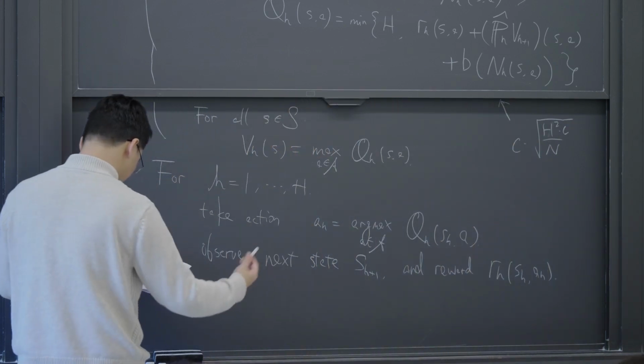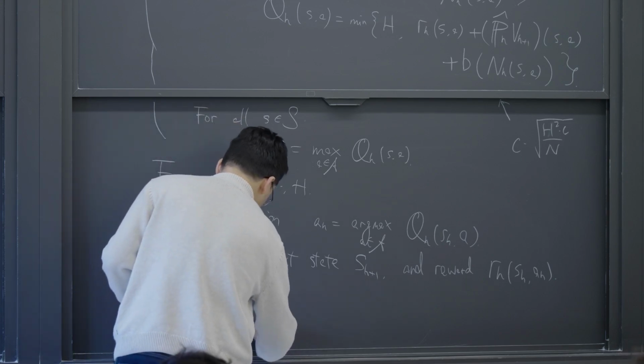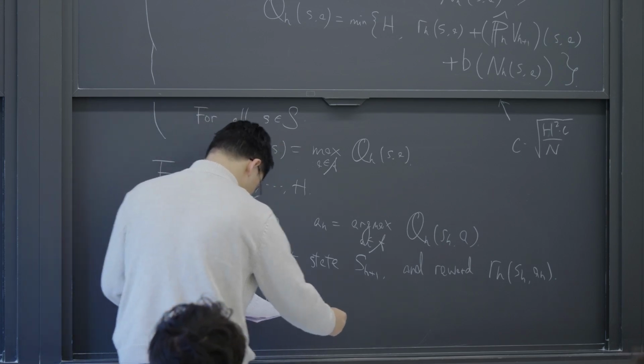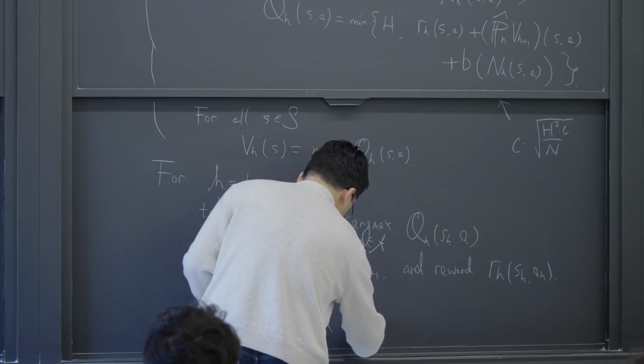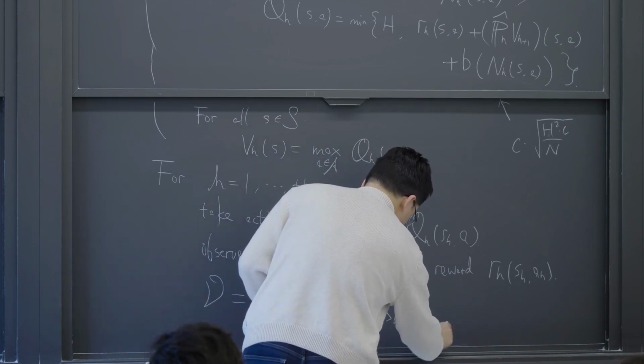And then we just add this tuple to the data set. D is equal to D union with a new tuple. That is, at H step, we observe SH, AH and SH plus 1.